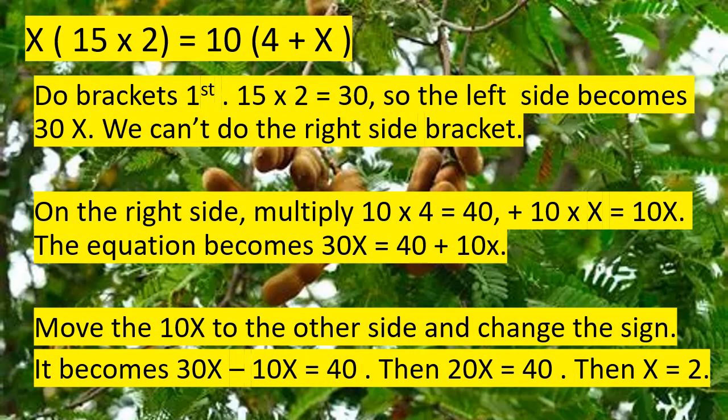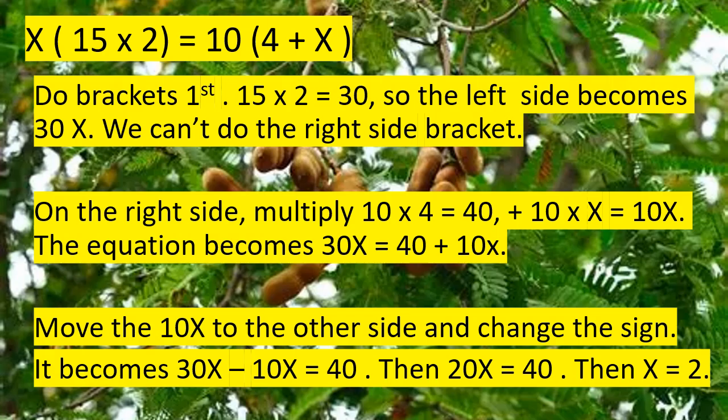Next one, x(15 times 2) equals 10(4 plus x). So we do the brackets first. 15 times 2 equals 30. So the left side becomes 30x. We can't do the right side bracket yet. So on the right side, we multiply 10 times 4 equals 40. And 10 times x equals 10x. So the equation becomes left side 30x equals right side 40 plus 10x.